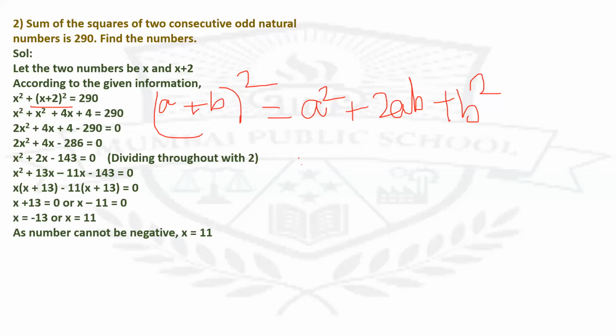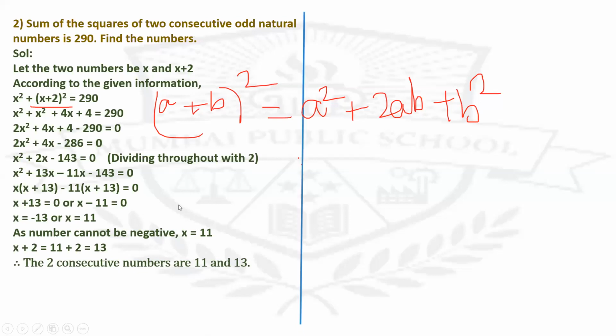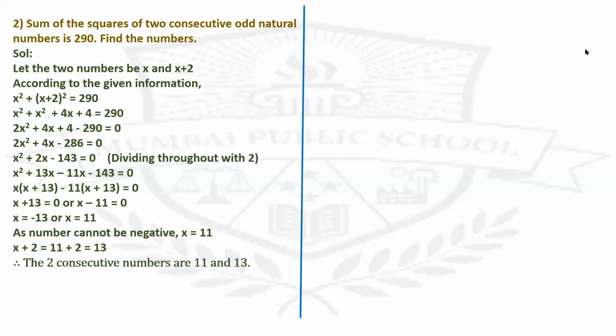So as the number cannot be negative, what is the value of x? X is equals to 11. So x plus 2, that is 11 plus 2, that is what? 13. Therefore, the two consecutive numbers are 11 and 13. So what are the two consecutive numbers? The numbers are 11 and 13.